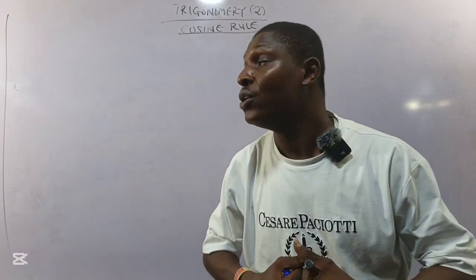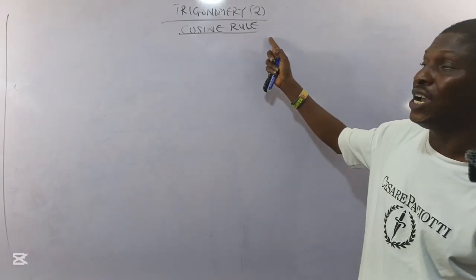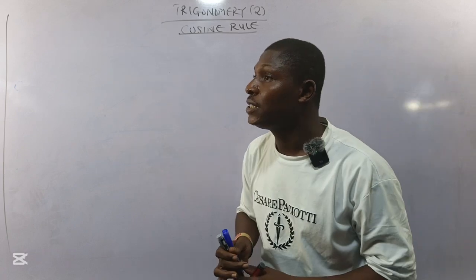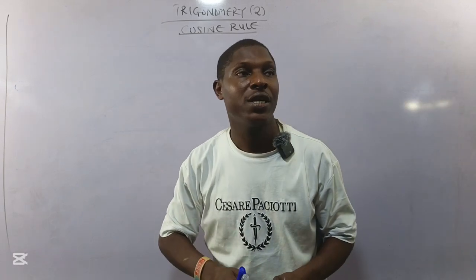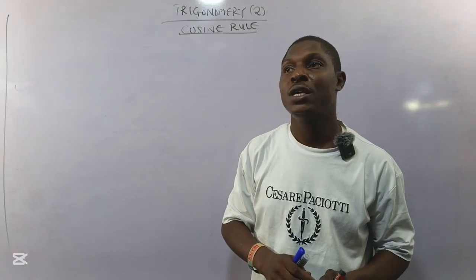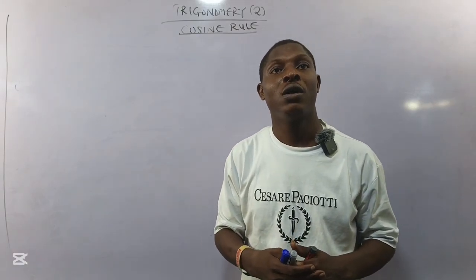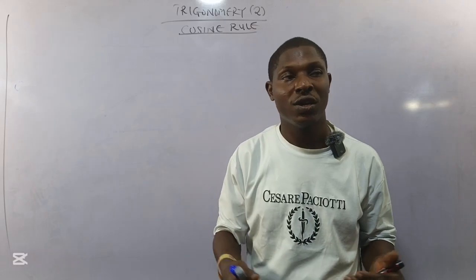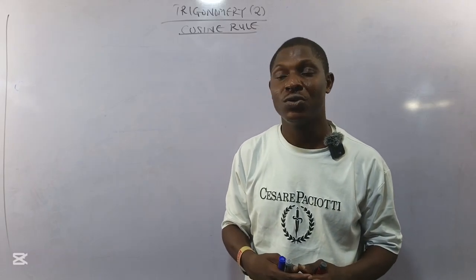Welcome back, everyone. Today we'll be looking at trigonometry 2, which is cosine rule. We've already started this topic, and remember our aim is to treat bearing and distance. But in our previous classes, we've done the quadrants, first, second, third, and fourth quadrants, and the relationship between the three functions, sine, cosine, and what?